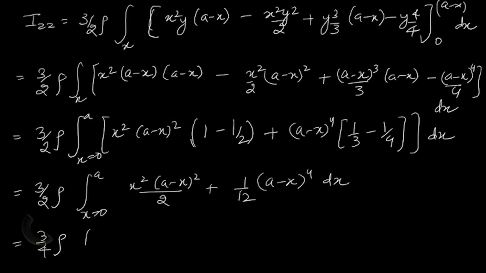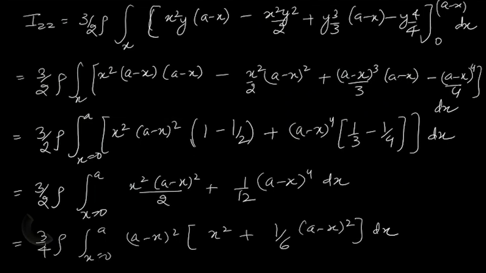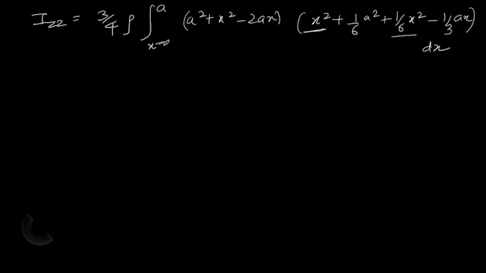So let's take this half common. So we get 3 over 4 rho, (a minus x) whole squared common. This is x squared plus 1 over 6 (a minus x) whole squared, then dx. So let's open this whole square. Moving on to the next page, when we open this whole square, we will get this expression. So let's add this x squared plus 1 over 6 x squared, which will get us 7 by 6 x squared.